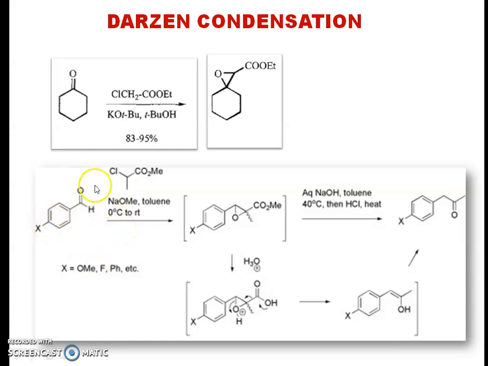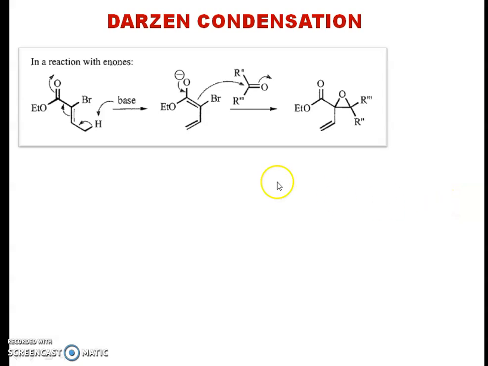This substituted benzaldehyde reacts with alpha haloester and forms an epoxide, and in the presence of acid it undergoes rearrangement like in the previous step, and finally you get this product. And another variation of Darzens condensation is with enone.